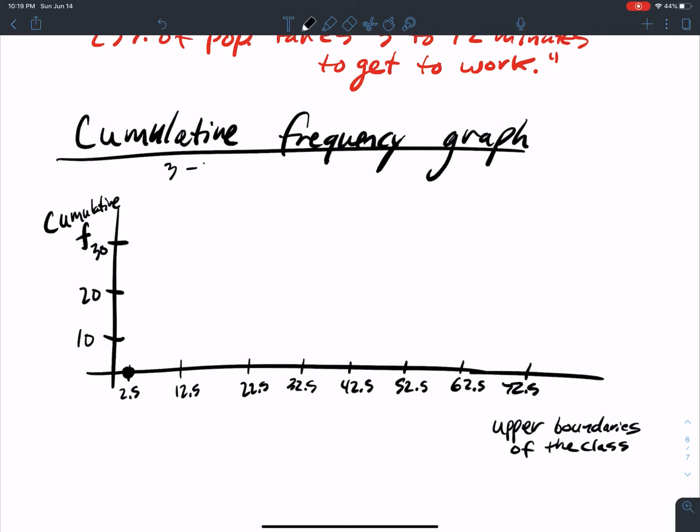Okay, so before we start any data points, the smallest amount of time was 3, I believe. I think 3 was the smallest, and then 72 was the largest. Okay, so at 2.5, there's nobody that's cumulated. Now, at 12.5, after the first class is completed, we have 7. After the second class is completed, we have a total of 13. And after the third class is completed, at 32.5, we have a total of 17. And then we work our way up to 20, and then to 23, and then to 25, and then finally to 28. Okay? And then we connect our dots.